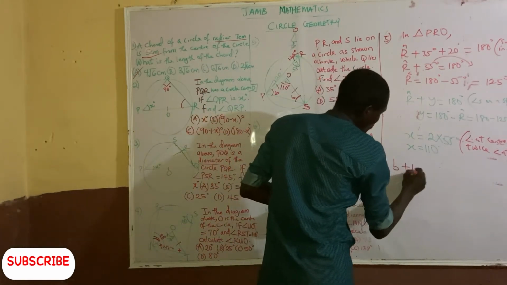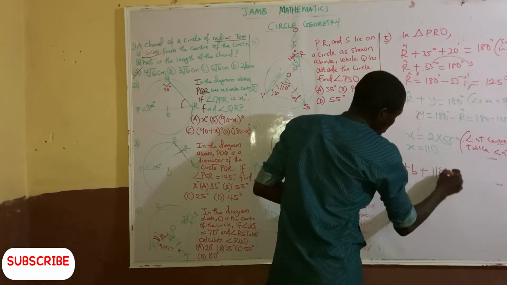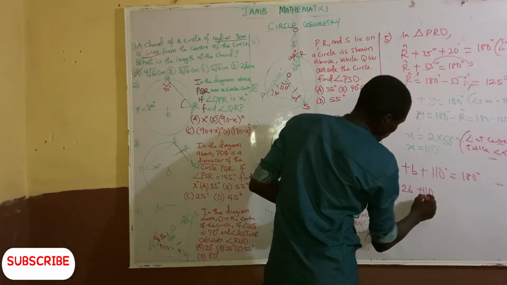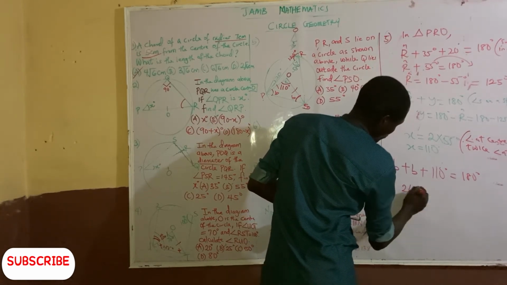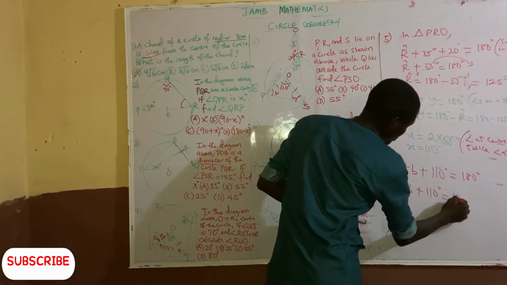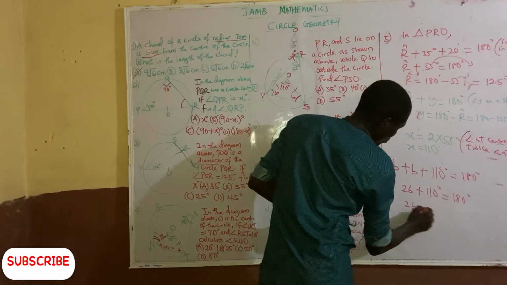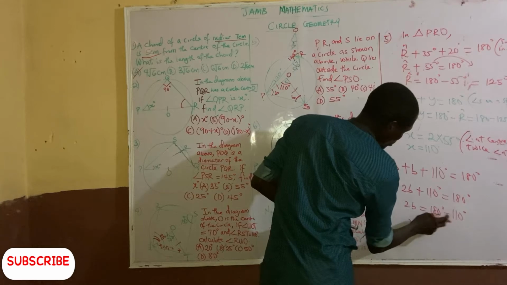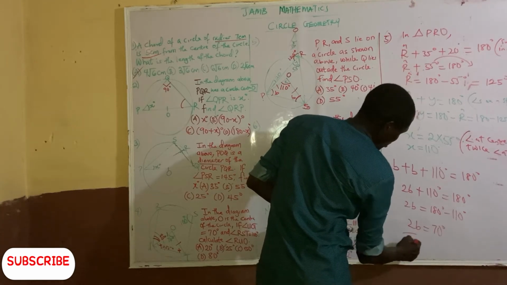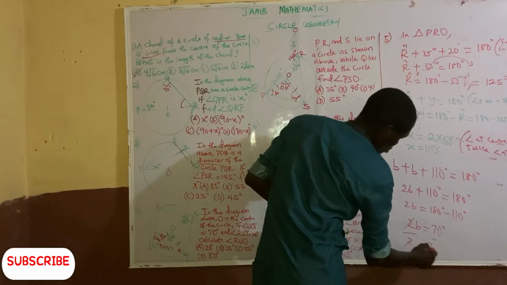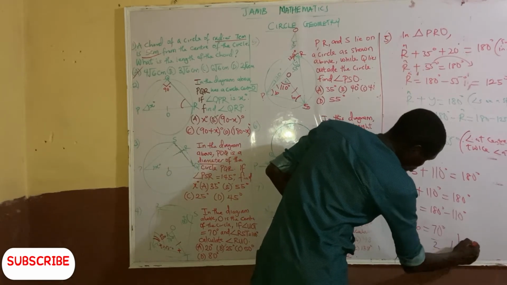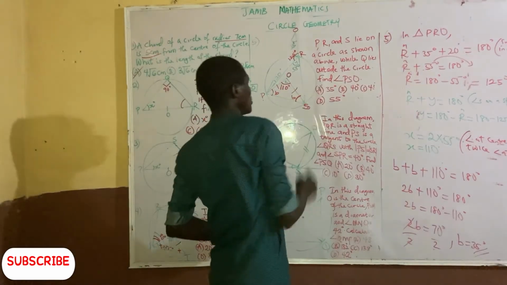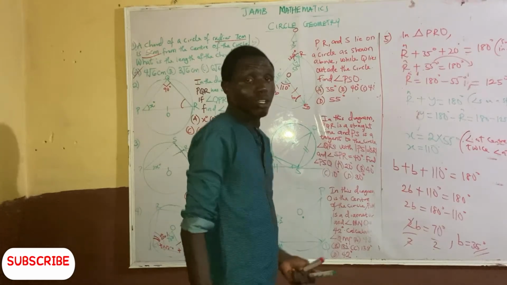So B plus B plus 110 degrees equals 180 degrees. So we have 2B plus 110 degrees equal to 180 degrees. So 2B is equal to 180 degrees minus 110 degrees. So 2B is equal to 70 degrees. Divide both sides by 2. So B is equal to 35 degrees. So the final answer is 35 degrees. We have the answer here, option A. So that's that about question number 5.